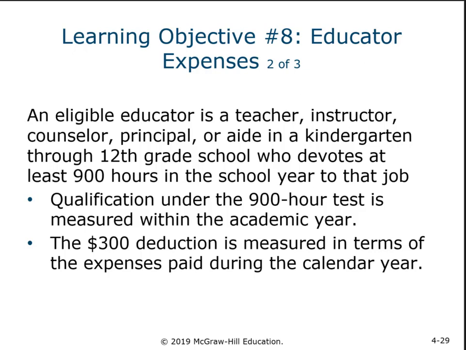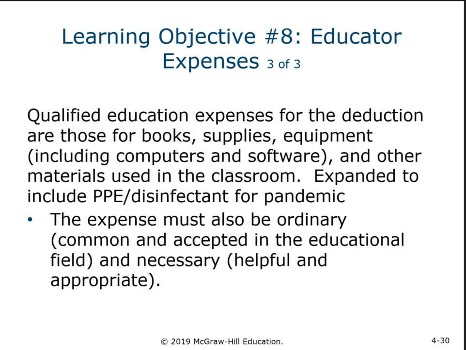Pretty narrow, but it is a teacher, instructor, counselor, or principal in K through 12. And they have to be basically not just part-time. So over 900 hours, which is a little more than half-time. And you can look at that during the academic year, even though we file our tax returns on the calendar year. The deduction is for payments paid during the calendar year. What qualifies for things you could buy? Books, supplies, equipment. Okay, they expanded it during the pandemic. PPE and disinfectant. I think most of those are being taken care of by schools now.